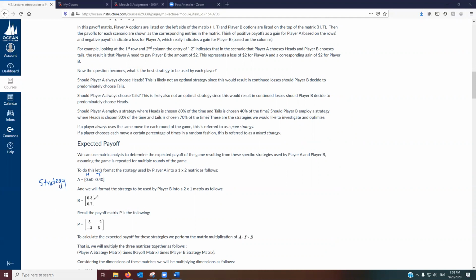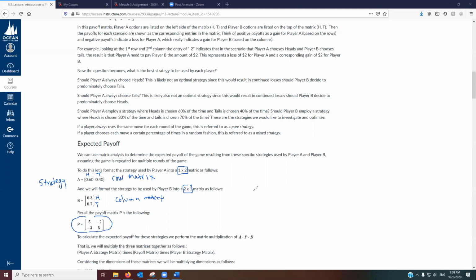Player B decides to go with heads 30% of the time and tails 70% of the time. Now, usually player A we're going to set up as a 1x2, and player B we're going to set up as 2x1. Sometimes we call this a row matrix because it's only one row, and sometimes we call this a column matrix because it's just one column. Remember, this was the payoff matrix we're starting with.